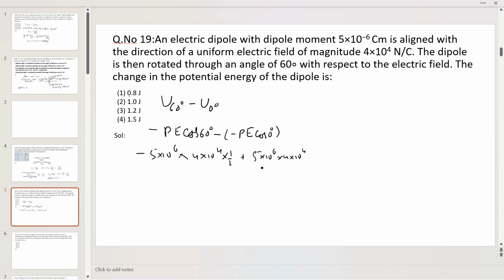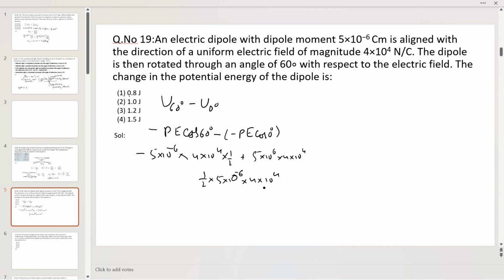So half plus 1, this will be half into 50 into 10 to the power of 6 into 4 into 10 to the power of 4. So 2s and 10, this is 10 to the power of minus 6, 10 to the power of minus 6.